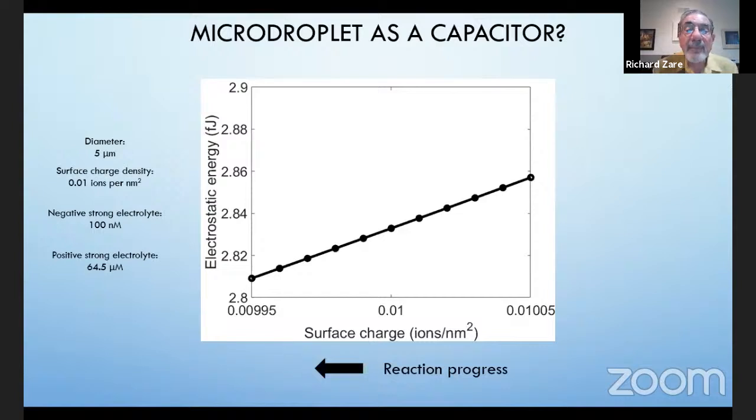And I look at the microdroplet as a capacitor. I'm going to take 5 microns. Again, only 0.01 ions per nanometer squared, negative strong electrolyte, 100 nanomolar, positive strong electrolyte, 64.5 micromolar. Okay. Remember, the negative has been removed compared to the positive because I have altogether neutral. And I look at all this. And I'm looking at the surface charge, and I'm working this out, and it's varying. And from this, I can calculate that I'm developing in this process a potential of 38.1 millivolts. Okay, that's not much. 38.1 millivolts comes from this process of doing this.